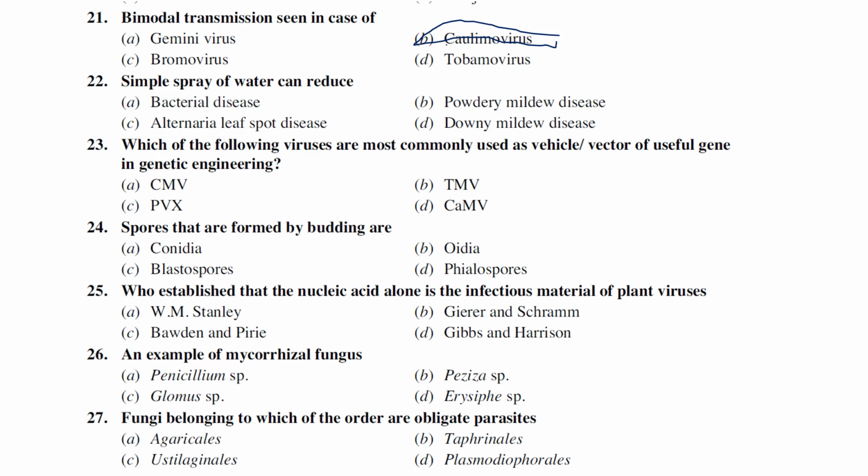Best example is the cauliflower mosaic virus. I think cauliflower mosaic virus comes under Caulimoviridae. Simply spraying of water can reduce this. Which of the following diseases? At the initial stages, if we spray water itself, we can manage the disease. Bacterial disease, powdery mildews, alternaria leaf spot, downy mildews. Best example is powdery mildew disease in the initial stages.